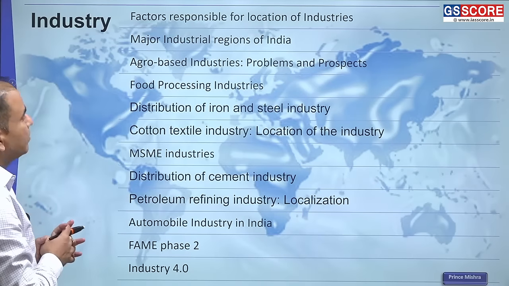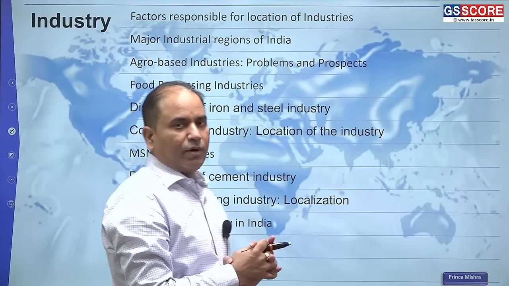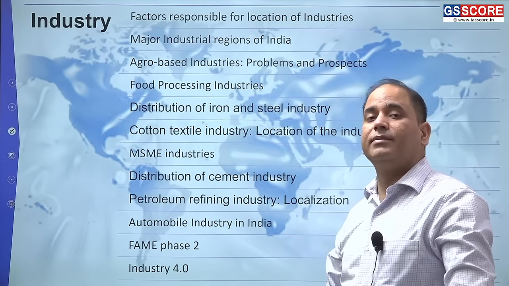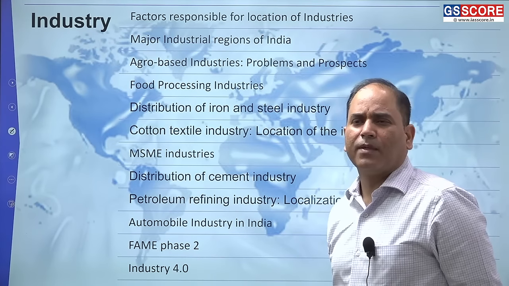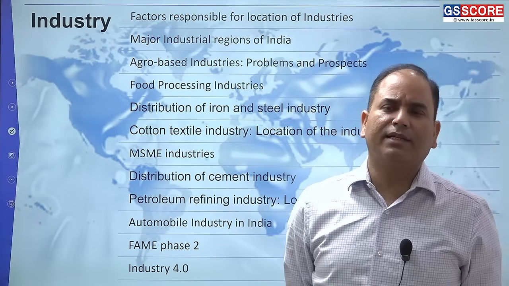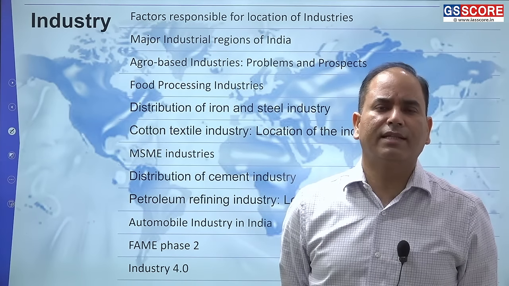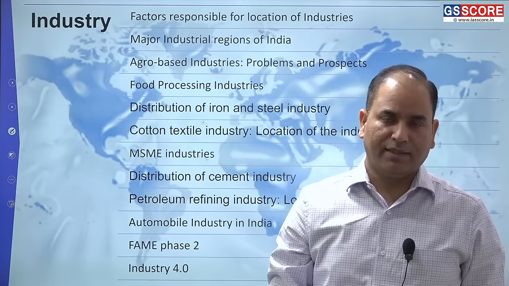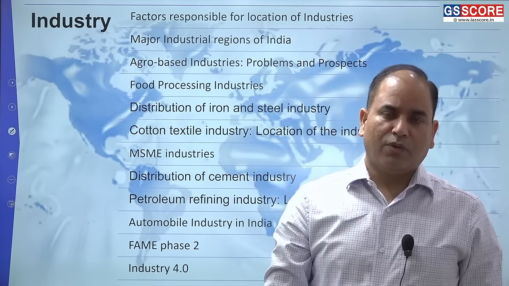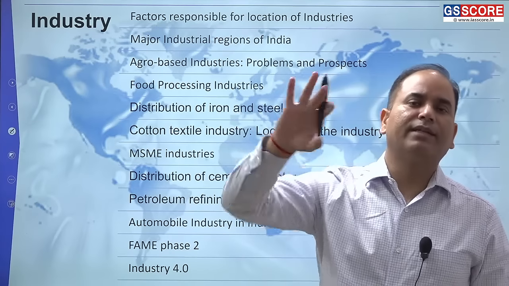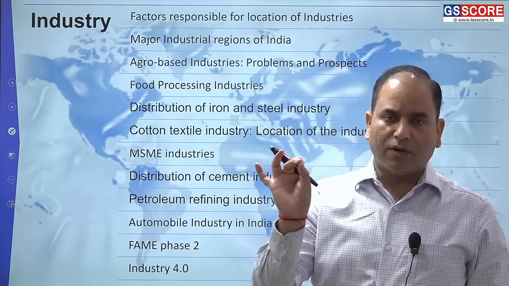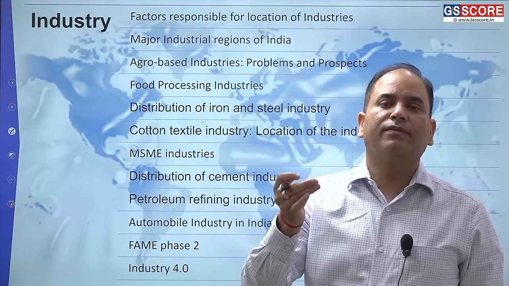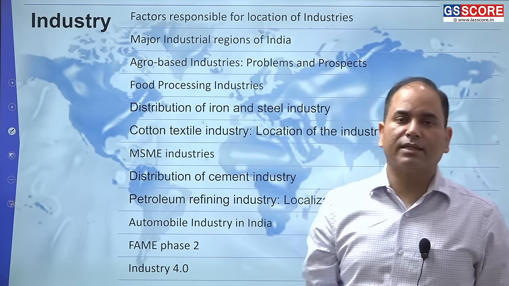Now, moving to the very important topic of economic geography, that is industrial activity. Industrial activity is very important, but here the main aim is not to know more about industry, rather the focus is on knowing the location of the industry, the distribution of the industry, why the industry is located where it is located. Because if you look at the GS mains syllabus, you will find they have clearly mentioned the factors of location of primary, secondary and tertiary industry.